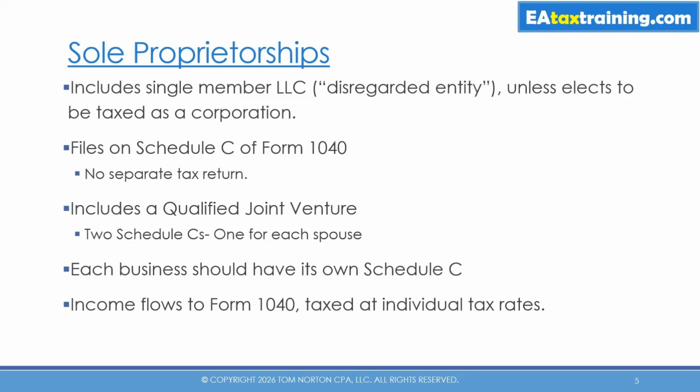And it includes a qualified joint venture. Remember, that's when you've got spouses who are technically in a partnership, but they can file as if they were sole proprietors. Each spouse files their own separate Schedule C and Schedule SE. And if a taxpayer has more than one business, then each business should have its own separate Schedule C. And the income from the business, of course, flows to Form 1040 because that's where it's reported on Schedule C of 1040, and the income is taxed at the normal individual tax rates.